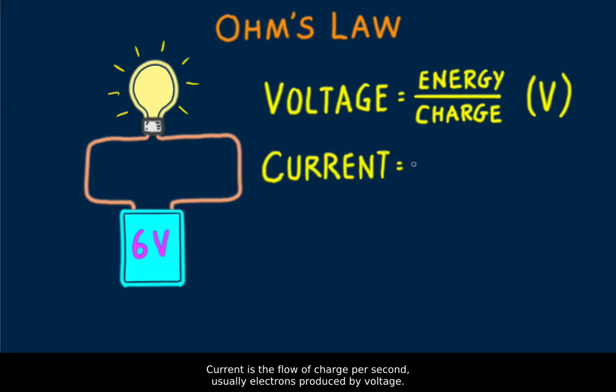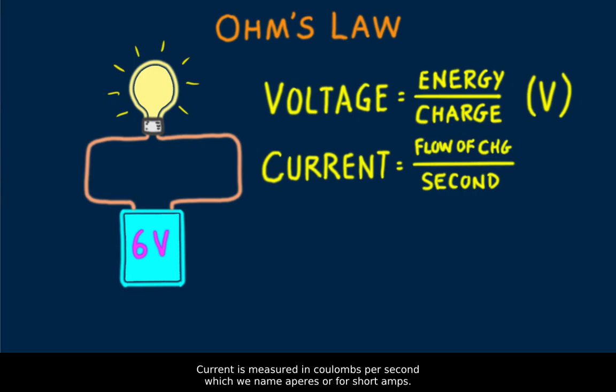Current is the flow of charge per second, usually electrons, produced by voltage. Current is measured in coulombs per second, which we name amperes, or for short, amps. The symbol for amps is a capital A. Suppose the current is 3 amps. Carrying 3 amps means that every second 3 coulombs of charge flow through the wire.